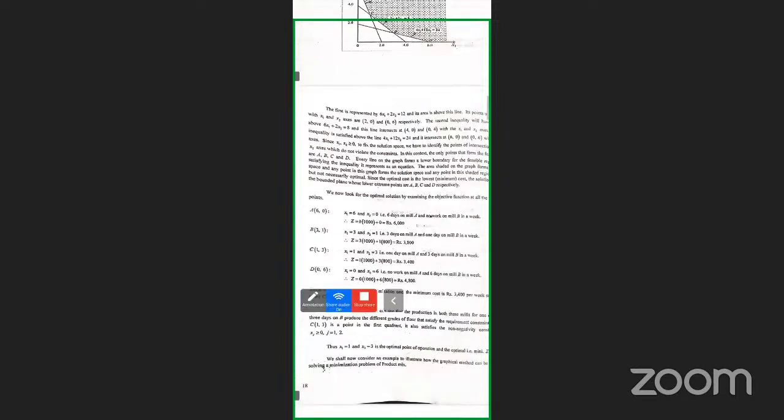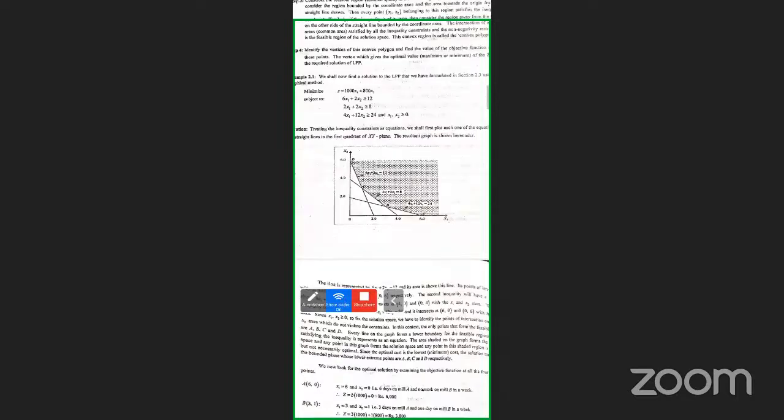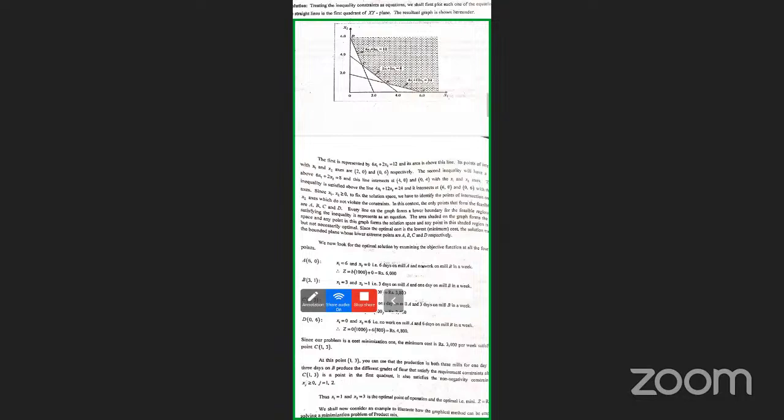నెక్స్ట్ 4 పాయింట్స్: ఏ పాయింట్, బి పాయింట్, సి పాయింట్, డి పాయింట్. At A, B, C, D values, we can find out minimum of Z. So minimum of Z is equals to 1000 x1 plus 800 x2. At point A, 6 comma 0, x1 is equal 6, x2 is equal 0. That is 6 days on A and no work on B. So minimum of Z is equals to 6000.